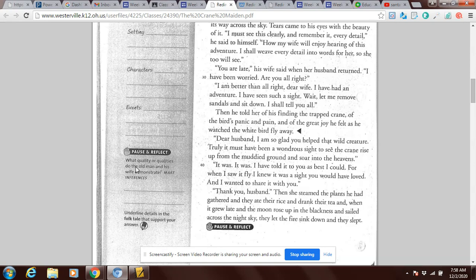So over here, pause and reflect. What quality or qualities do the old man and his wife demonstrate? So these are character traits. And nothing in the story, remember we talked about connotation? None of these words make me feel sad or angry or negative in any way. So I'm going to assign good character traits to these people. They're kind, they're generous, they're loving, they're calm.